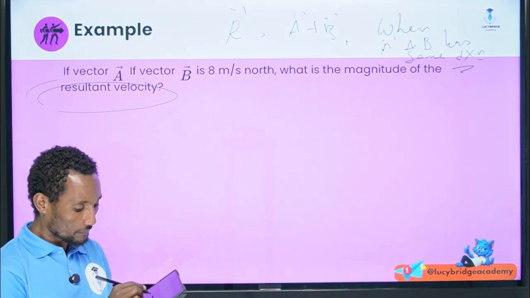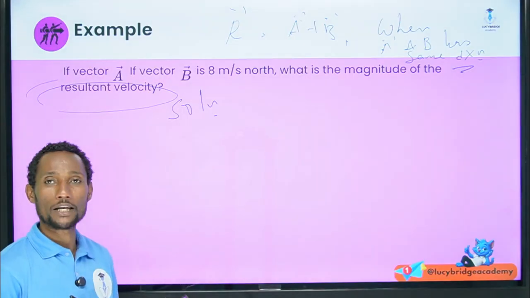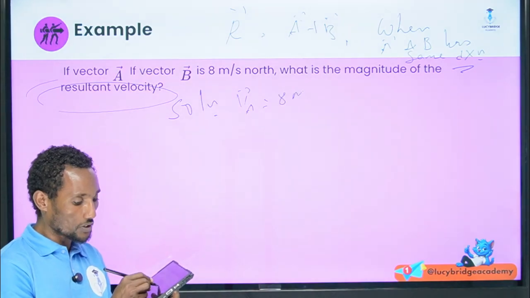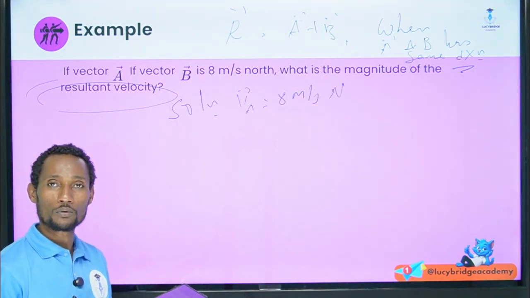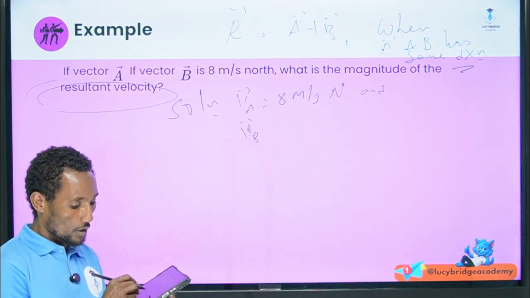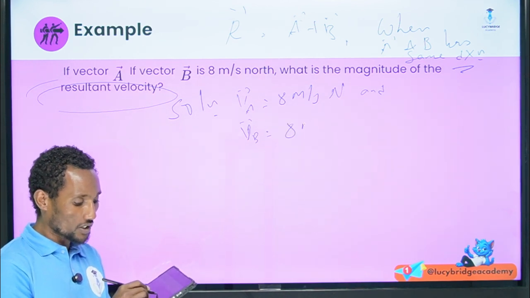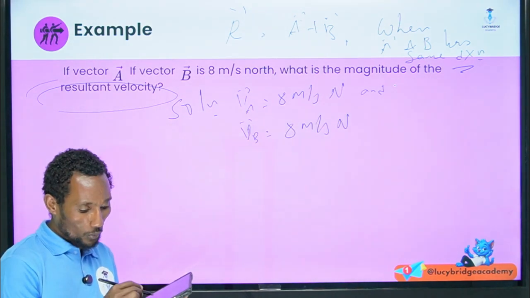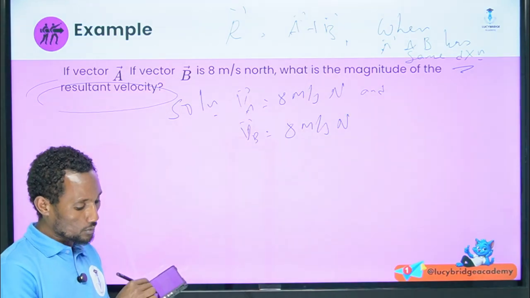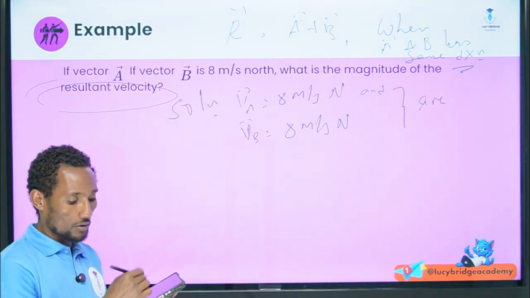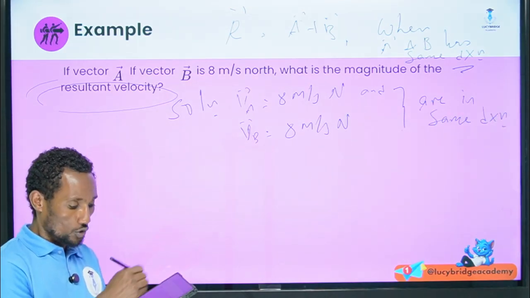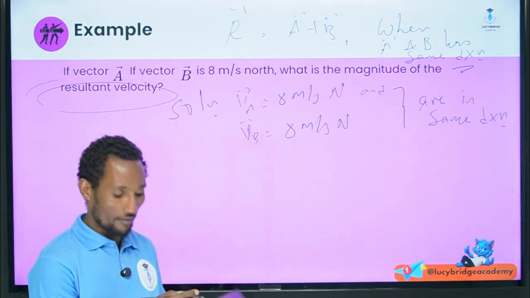In our solution, the velocity of A equals 8 meters per second north, and the velocity of B equals 8 meters per second north. When you see these two, the velocity of A and the velocity of B are in the same direction, so we can simply add them.